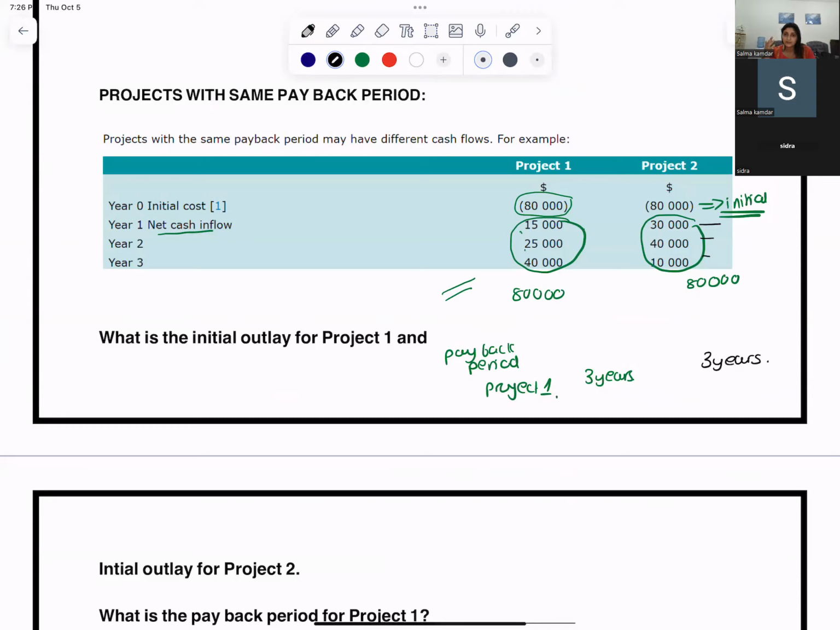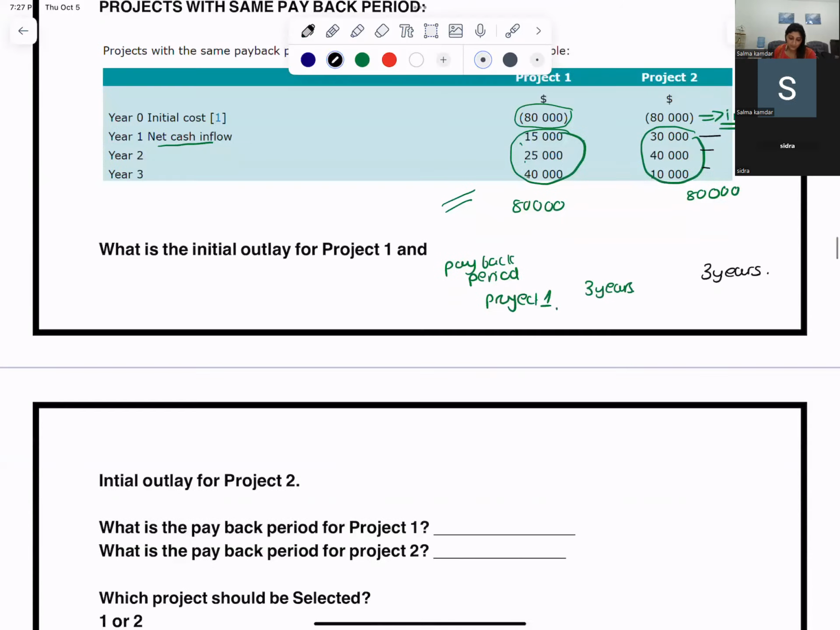Now, the question over here is, both the projects have the same initial outlay. Yes. Both the projects have the same payback period. So which one to select? Project 1 or project 2? Project 2. Why? Because net cash inflow is higher. Because in the initial years for project 2, you are getting more cash flow.